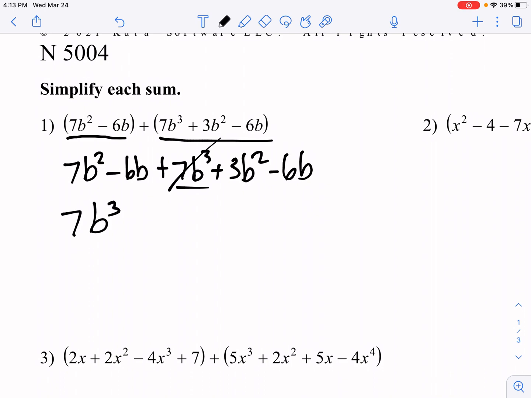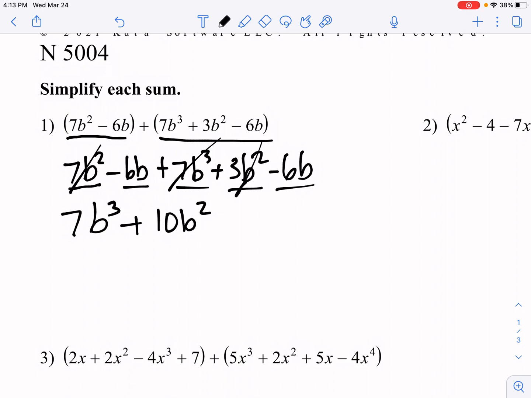Then we're going to look to combine the next highest exponent. Notice there's a b squared and a b squared. 2 is the next highest exponent. Well, those guys are like terms. They both have a variable of b, and they both have an exponent of 2, so I can combine them together. So 7 plus 3 gives me 10. So both of those can combine to make 10. Then lastly, we have negative 6b and negative 6b.